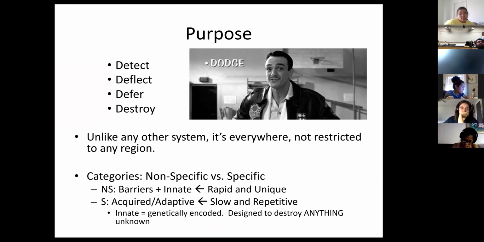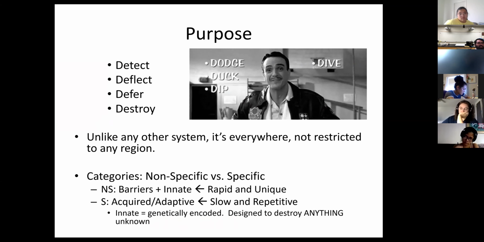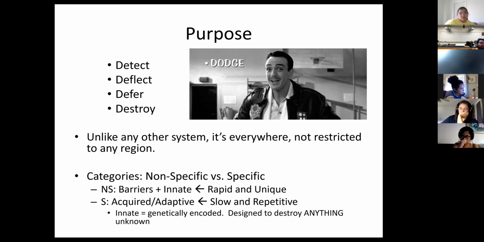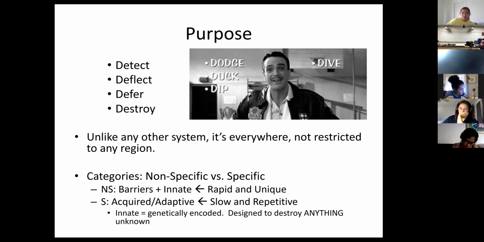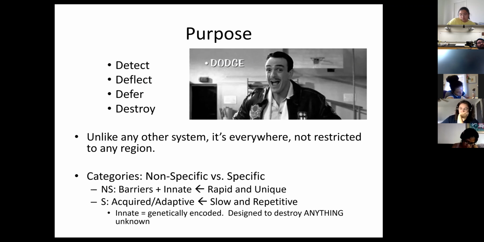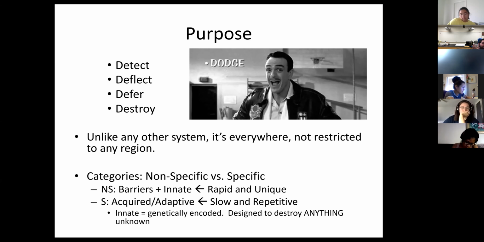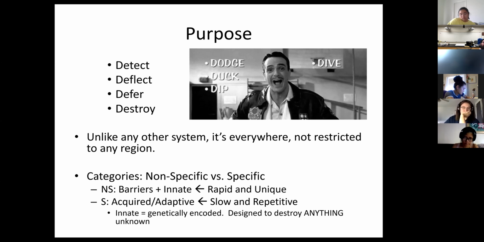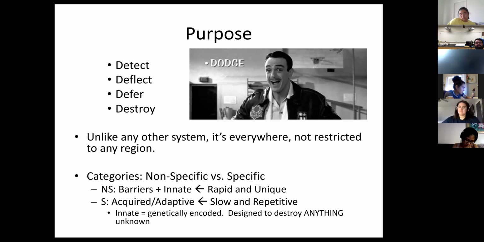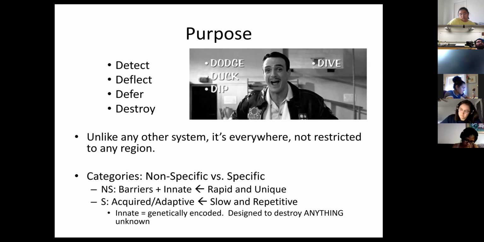All right. So the main purpose behind your immune system, your immunology, is to be able to detect things more than anything else. And if you can detect them, to prevent them from getting in. If you can deflect them, if you can't, if they're going to get in, to defer them. And if you can't defer them, to destroy them. That's really the process of everything that's going to be happening.